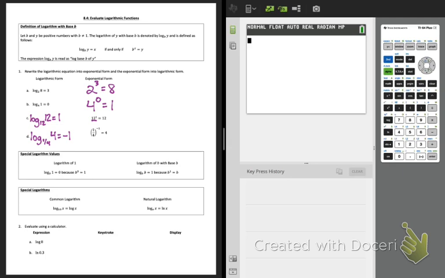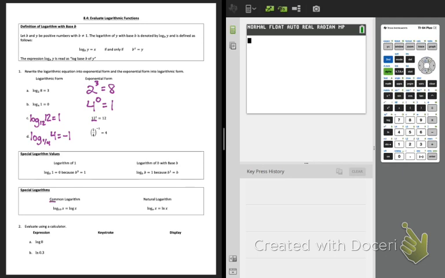Same thing here with logarithm B with base B. If I see the numbers repeat twice like that, so we saw that in example C, where we had log base 12 of 12, that's going to equal a power of 1, because anything to the first power is equal to itself. There are a couple of special logarithms that you will come across.